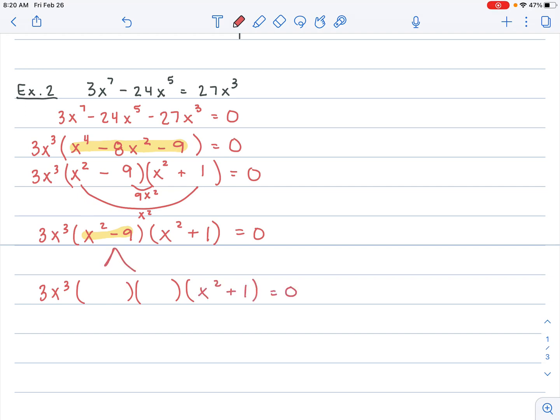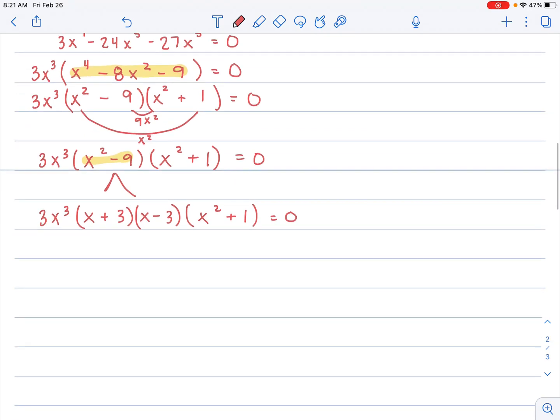Remember, difference of perfect squares is when you do x times x. What gives you 9? 3 and 3. One's plus, one's minus. Now I think we are truly factored all the way. So now we're going to set all of our factors equal to 0. So I've got 3x cubed equals 0, x plus 3 equals 0, x minus 3 equals 0, and x squared plus 1 equals 0, and we're going to solve.